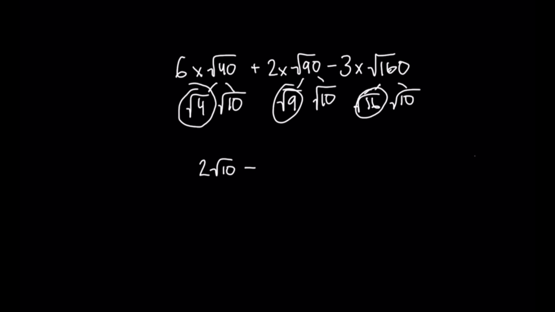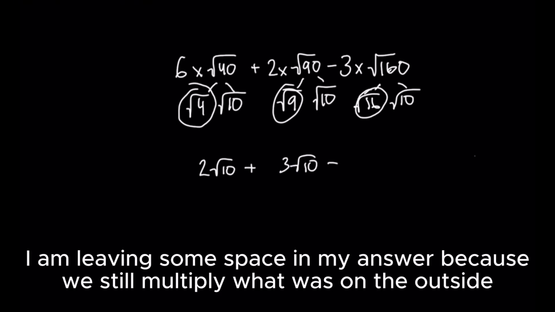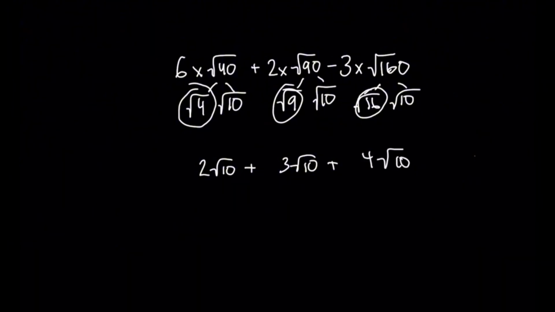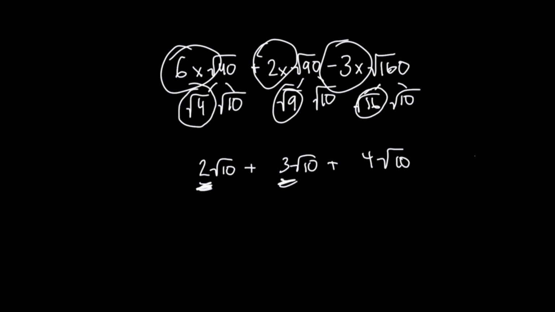plus 3 times the square root of 10 plus 4 times the square root of 10. But we left out the numbers on the outside, these numbers right here. So we're going to have to multiply them back. The numbers we have on the outside, 2, 3, and 4, we have to multiply with the ones that were outside of the radical that we split up.